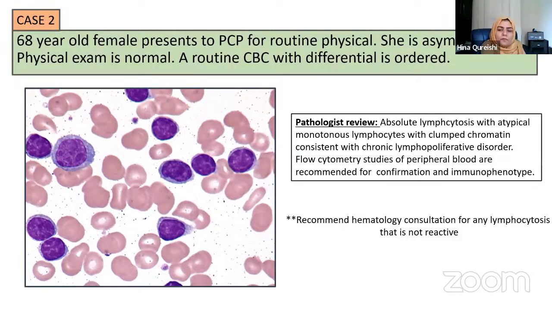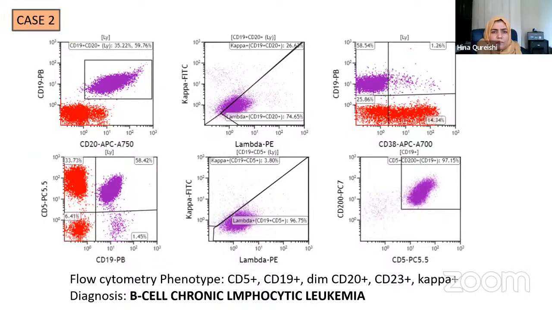Patients who have lymphocytosis that does not look reactive usually should be referred for hematology consultation. And they usually order the flow cytometry and additional testing based on pathologist recommendations. So this is data from flow cytometry on this patient.